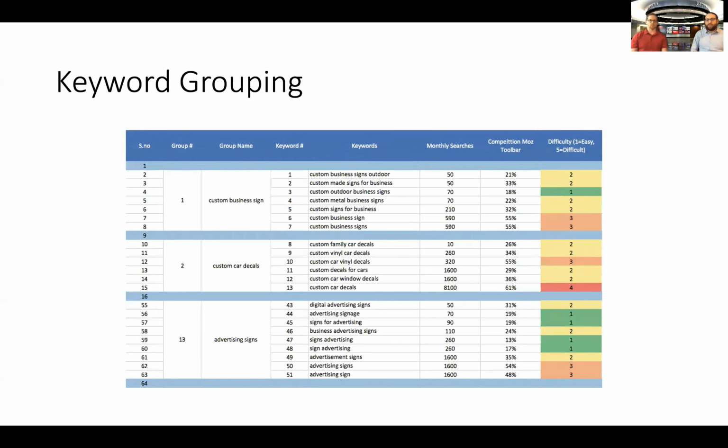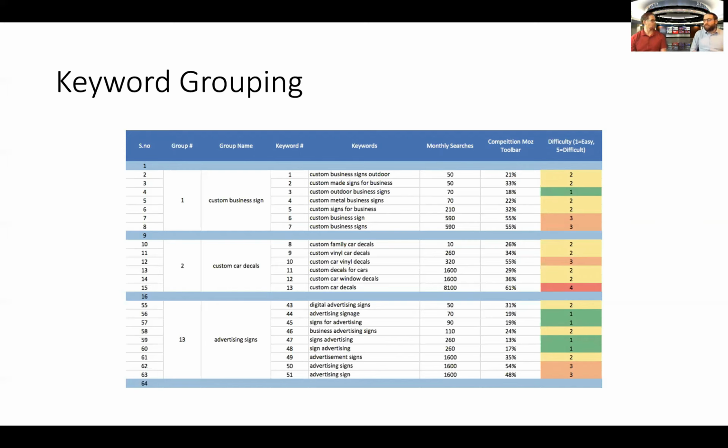All right, now we're showing you a visual of actually putting these keywords together. Here's a screenshot of a spreadsheet, which we suggest is the best way to group keywords together. You can see here that I've got 3 groups: custom business sign, custom car decals, and advertising signs. In the keyword column, I see the different keywords that are related. You can see the common denominator that's connected. We have our monthly searches, which we got from one of our keyword tools, and lets us know how many people are searching for this per month. Remember, it's not exact or perfect, but it gives you a good idea. And then we have the competition metric.